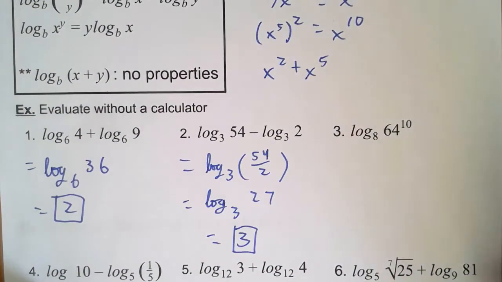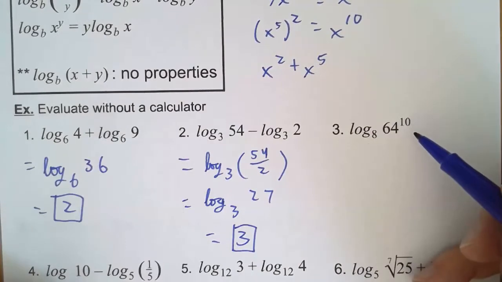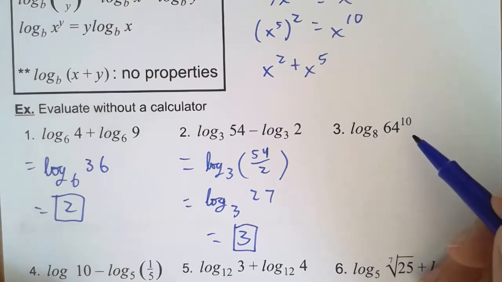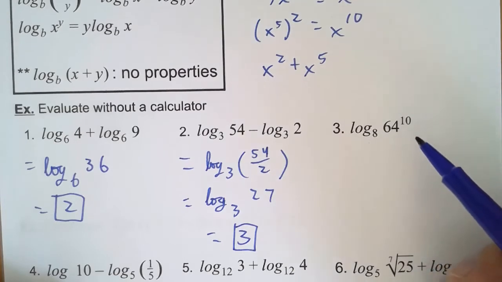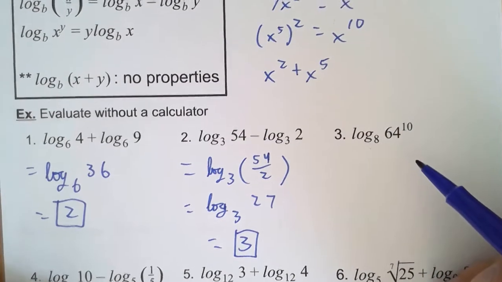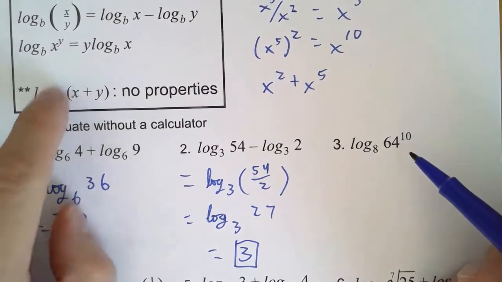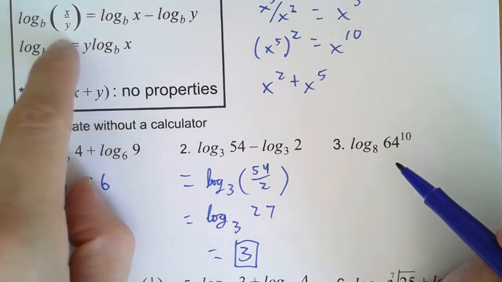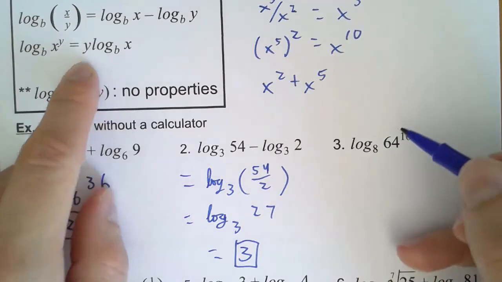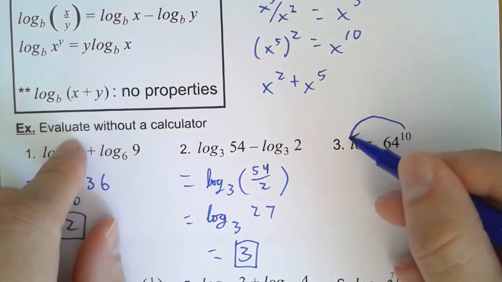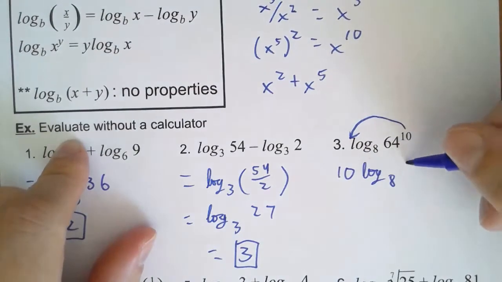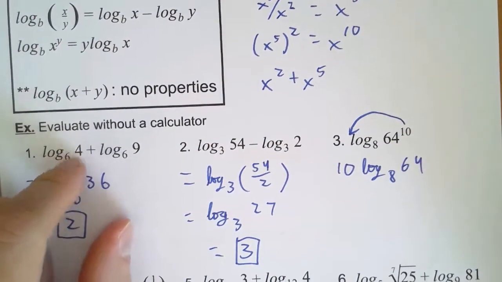Okay. How about this one? So 64 to the 10th, that would be a huge number. I'm not even sure if the calculator could handle that. It might be overflow for the calculator. So trying to do that would be pretty hard. Well, let's use our properties here. The property says that these exponents inside a log can come down out front here. So we're going to take the 10, bring it down out front. We're going to have 10 log base 8 of 64.